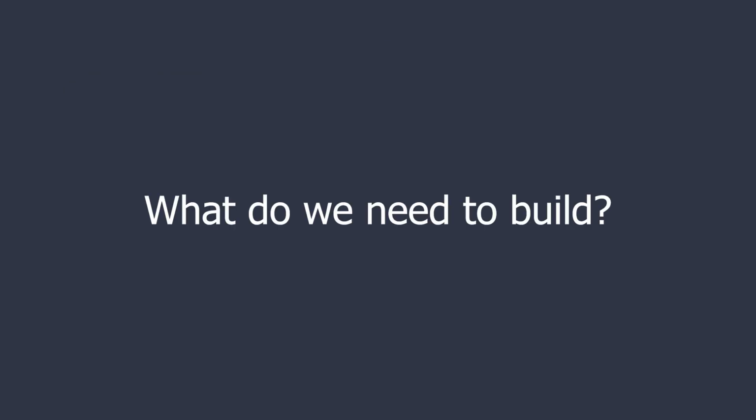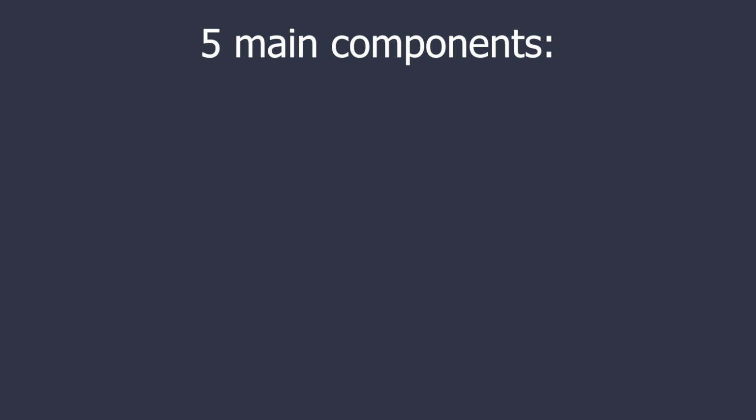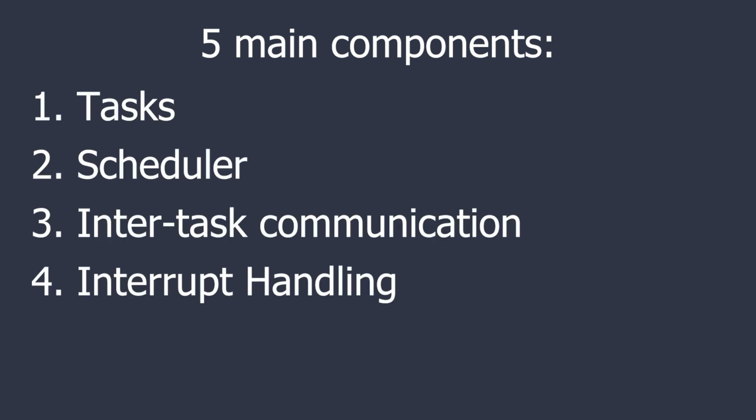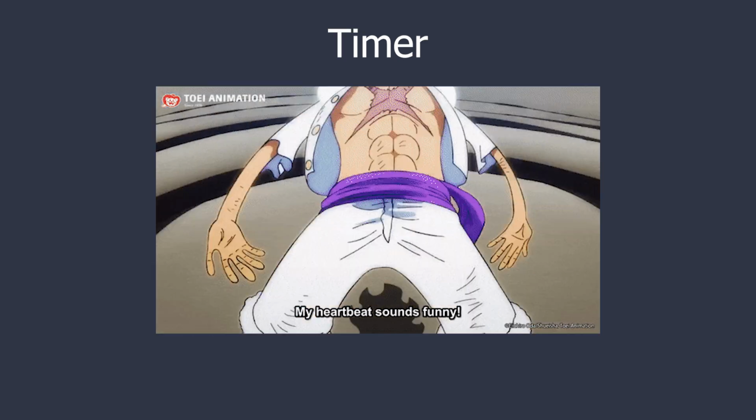Now that we know what an RTOS is, what goes into making one? Because we're making an emulated RTOS, we can simplify a lot of what goes into it compared to a regular RTOS. For our RTOS, it can be roughly categorized into 5 main components: tasks, the scheduler, intertask communication, interrupt handling, and a timer. The timer is pretty simple. It's a pulsing clock, like a heartbeat, that all other parts of the operating system use to keep track of how much time has passed. But the other 4 components can be pretty complex, so let's break down each of them one by one.